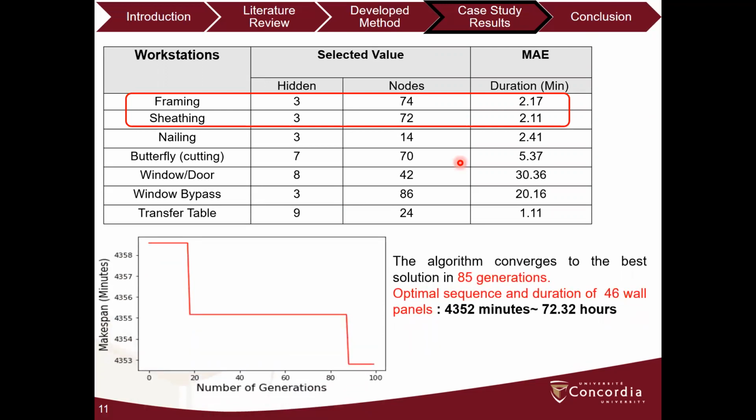Later, the predictive process times were used as input in the optimization model. A genetic algorithm was implemented with an objective of minimizing the makespan. The number of wall panels considered for this optimization model is 46. The algorithm starts with an initial solution of makespan equal to 4,359 minutes, and converges to the best solution in 85 iterations with a makespan equal to 4,352 minutes.